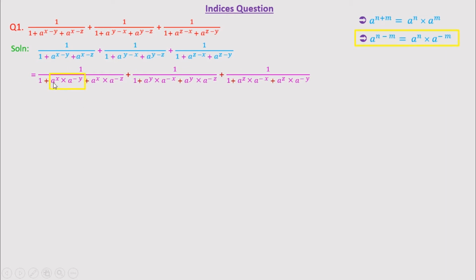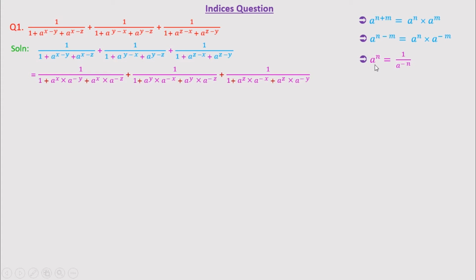See, a to the power x times a to the power minus y, because this a to the power x minus y is written in this form, a to the power n times a to the power minus n. Okay, so similarly a to the power x minus z is written in this form, and the later ones are also written by using this formula. So now again we are going to write this a to the power minus y. We are going to use the negative law of index.